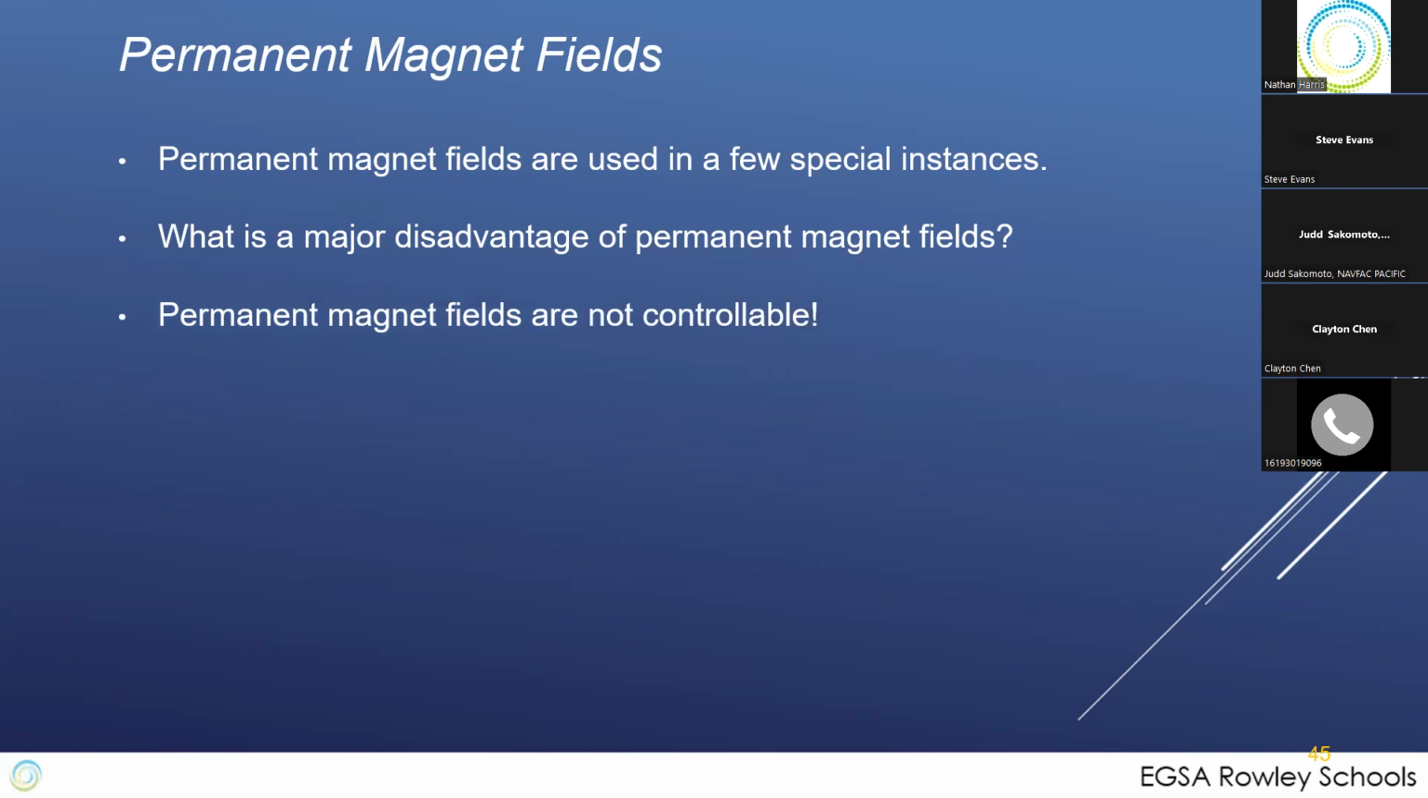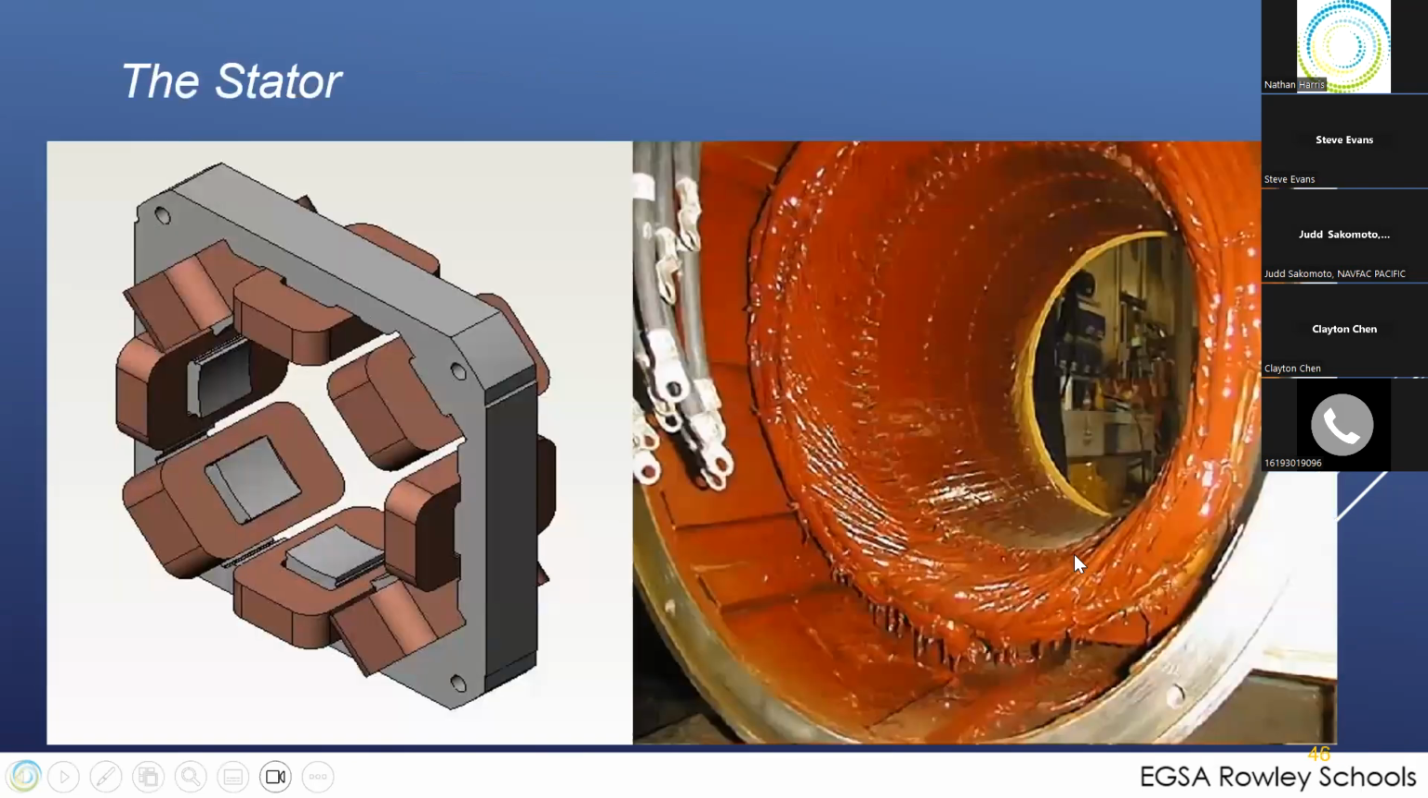Okay, we've covered the construction of the rotor of a machine. Are there any questions before we go on to the stator?